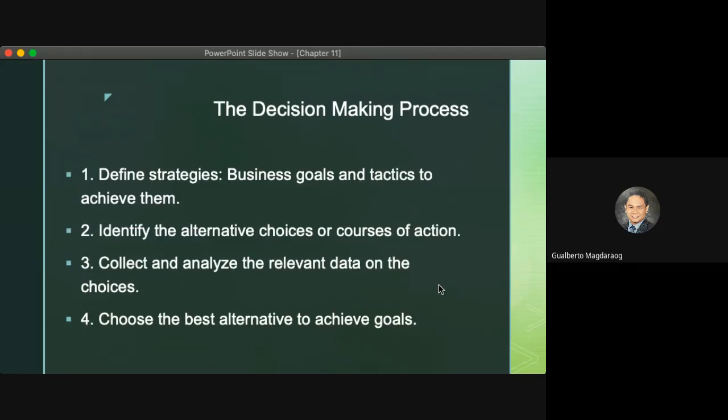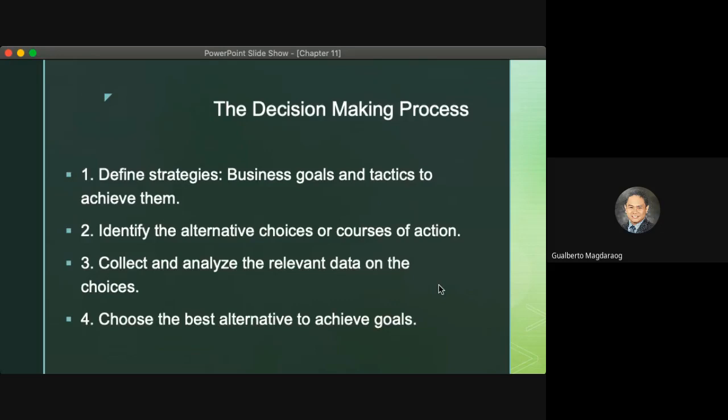Pag hindi kasi klaro sa'yo, ano ba ang strategy ng negosyo? Gusto ba natin mahal pero may mga added function, or gusto natin mura, leader naman tayo sa market. Okay? So, i-set mo yun. Ano yung strategy? Define your strategies. And then, identify the alternative choices of course of action.